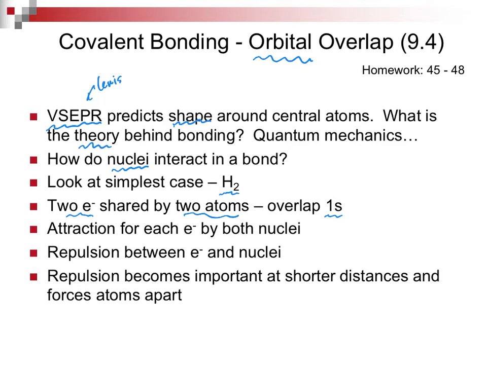But if we were to use words, we would say there's an attraction for each electron by both the nuclei, and there's a repulsion between the electrons and between the nuclei. So when we look at this, we're going to show how repulsion becomes more important. You're going to see a graph that maybe you've never seen before.